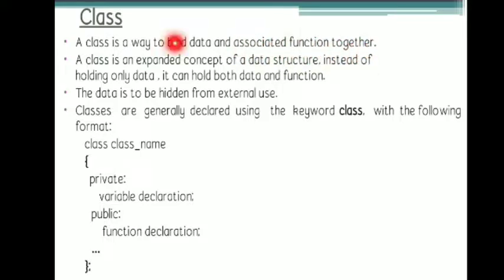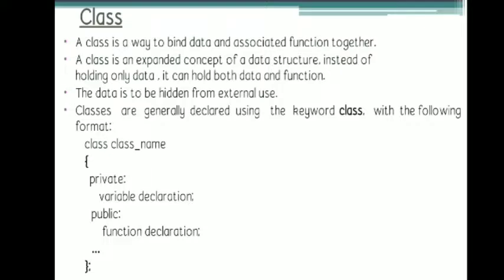So any object can contain data and function. Data we call the properties or characteristics or appearance, and the function is the action performed by the object. Next, we know about structure in C language as a data type, where we can hold only data. The structure can hold only data, but in C++ we have the concept class which can hold both data and function. So this is the first speciality.